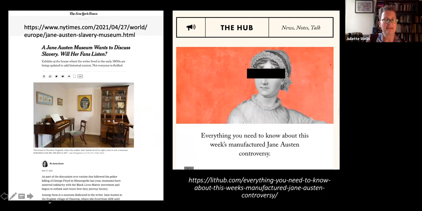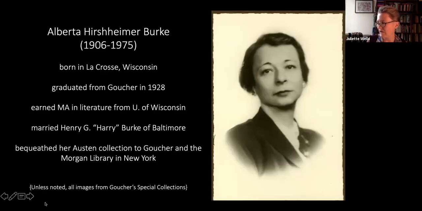I'm going to beg your indulgence for a really quick overview of Goucher's Austen collection. It has not the strongest claim to be relevant to the topic of diversity, but it does have a claim. And since I know many of you are hearing about Goucher's collection for the first time, I am going to indulge myself, and I thank you for your patience. I'm going to move quickly through these slides.